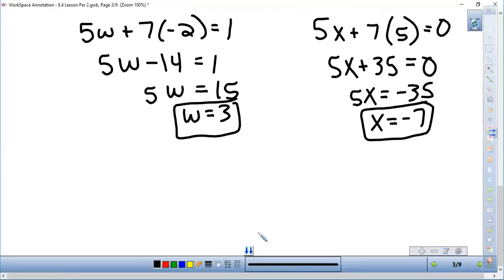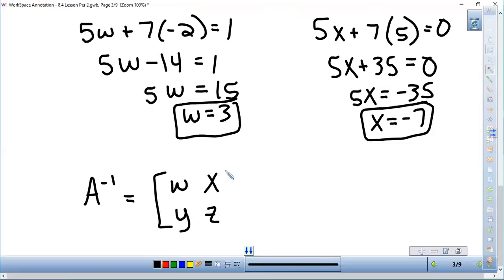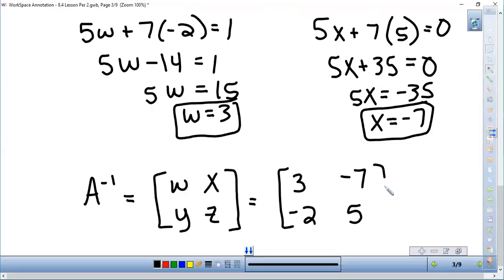All right, so we have successfully solved for the 4 variables that we were looking for. So originally we said that A inverse was equal to the matrix filled with W, X, Y, Z. And now we found out that W is 3, X is -7, Y was -2, and Z was 5. So this would be the inverse of that matrix A.